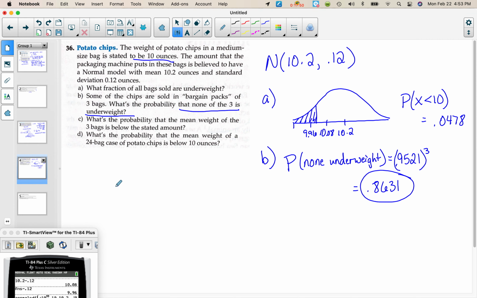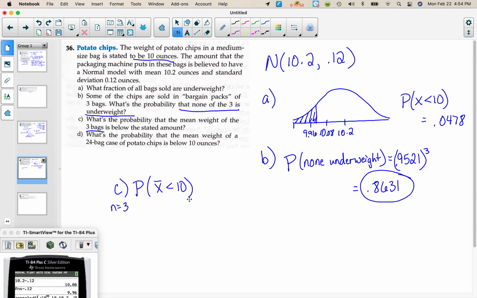Part C says, what's the probability that the mean weight of the 3 bags is below the stated amount? So now it's saying what's the probability that some mean, an X bar value, is less than the stated amount. And we have this with our sample where n is 3 because we have 3 bags. And I want to know the mean weight less than 10.